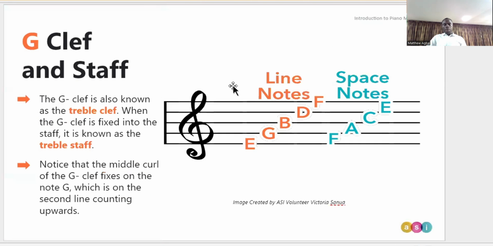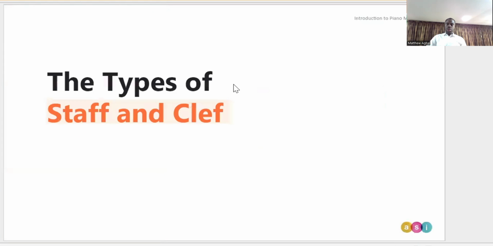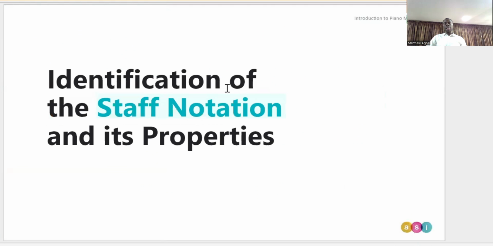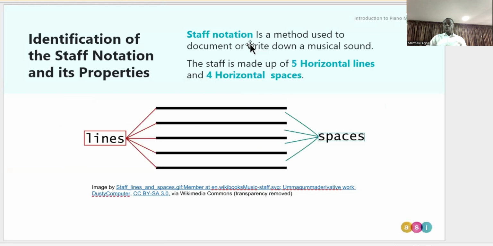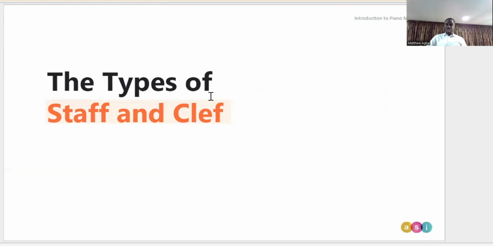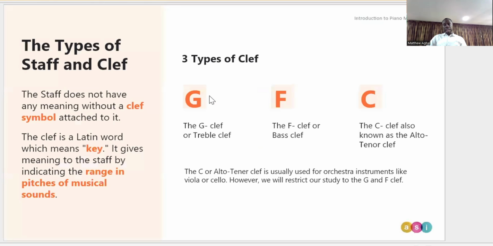I will do a recap of what we have taught today in today's class. We started by looking at the staff notation as one of the ways in which we document music. So the staff notation makes use of the staff as its aid, with the staff simply referring to five horizontal lines and four horizontal spaces. We look at the types of clef: the G clef, F clef, and the C clef. Mind you, the staff has no meaning without the clef. So for the purpose of our piano music, we're talking about the G and F, and we excluded the C clef.